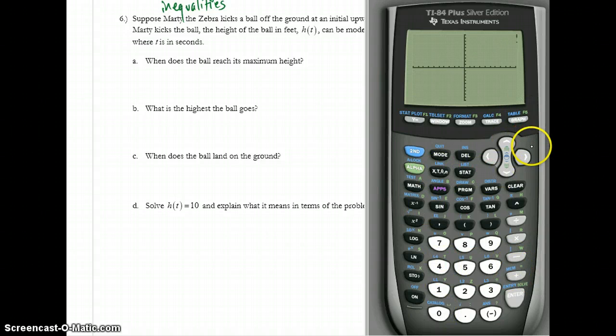I'm going to hit graph. This window is not going to be particularly helpful, so I'm going to change it. It looks like my x value, I don't need as much space. Let's try from -1 to 5. My y value has to go up a little bit higher. I couldn't see the top of the graph. Let's try 30. Let's see what our graph looks like. That seems to include all the important information: the beginning, where it hits the ground again, and a highest point.